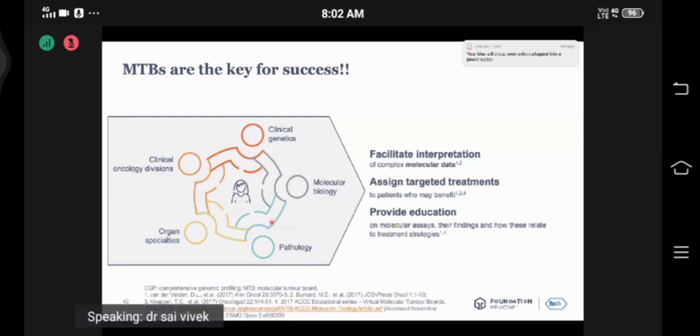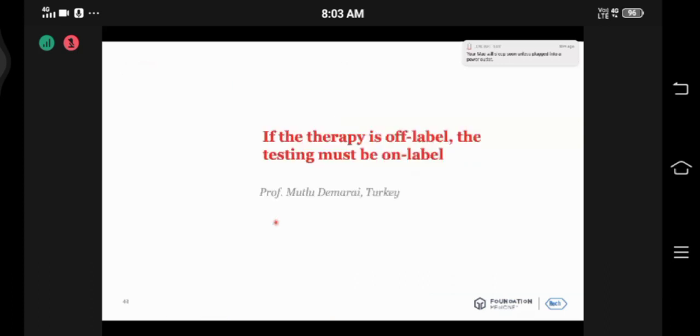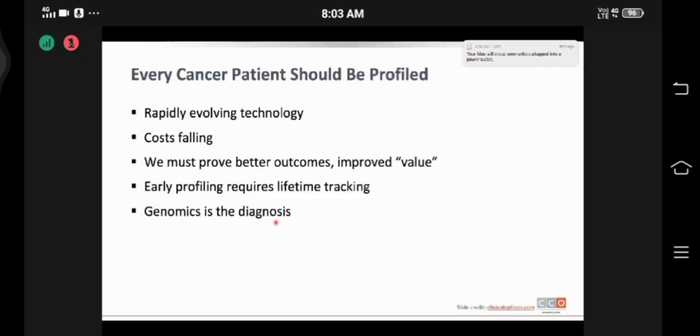So a molecular tumor board ideally should constitute different organ specialists, the genetic counselors or the molecular pathologists, and even just pathologists to explain about IHC. And these people should sit with the information provided by CGP, discuss, bring out what is the pathogenic mutation, and hence decide on a proper treatment for that particular patient. So the therapy is off-label in metastatic settings. The testing must be on-label. We need to know what is the correct test for this particular patient.